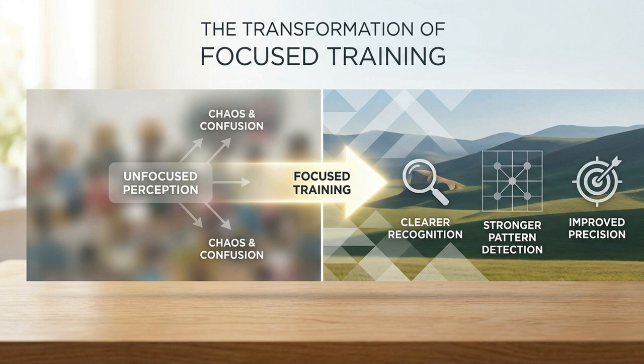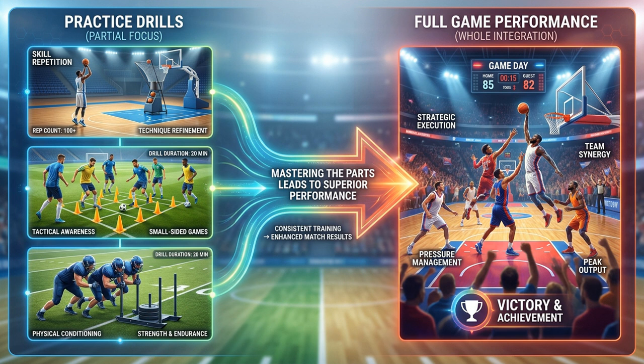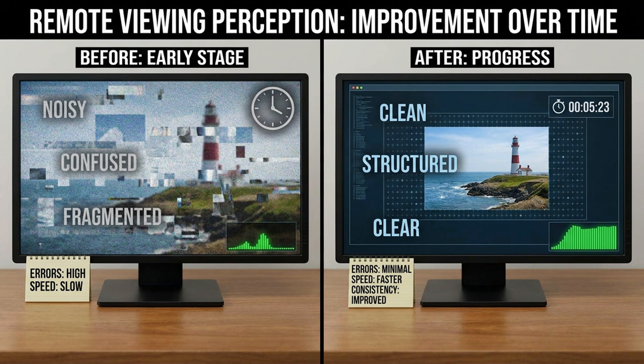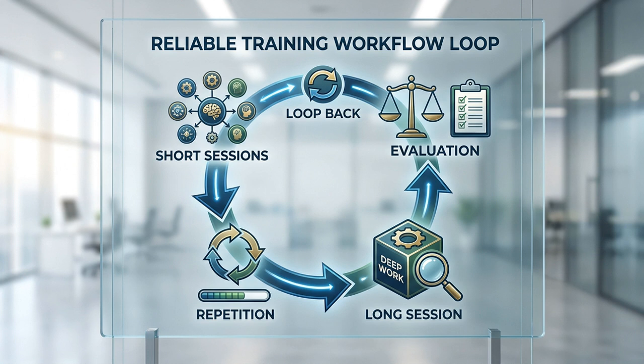And this approach works for a very simple reason. It's exactly how training works in almost every skill. If you look at sports, nobody trains by just playing full matches all the time. Instead, they practice specific elements: shooting, passing, positioning. Then they bring it all together in a game. Remote viewing is no different. If you train individual components separately, your perception becomes sharper. And when you return to full sessions, everything starts to align more naturally. You begin to recognize patterns faster, you make fewer errors, and your sessions become more consistent.